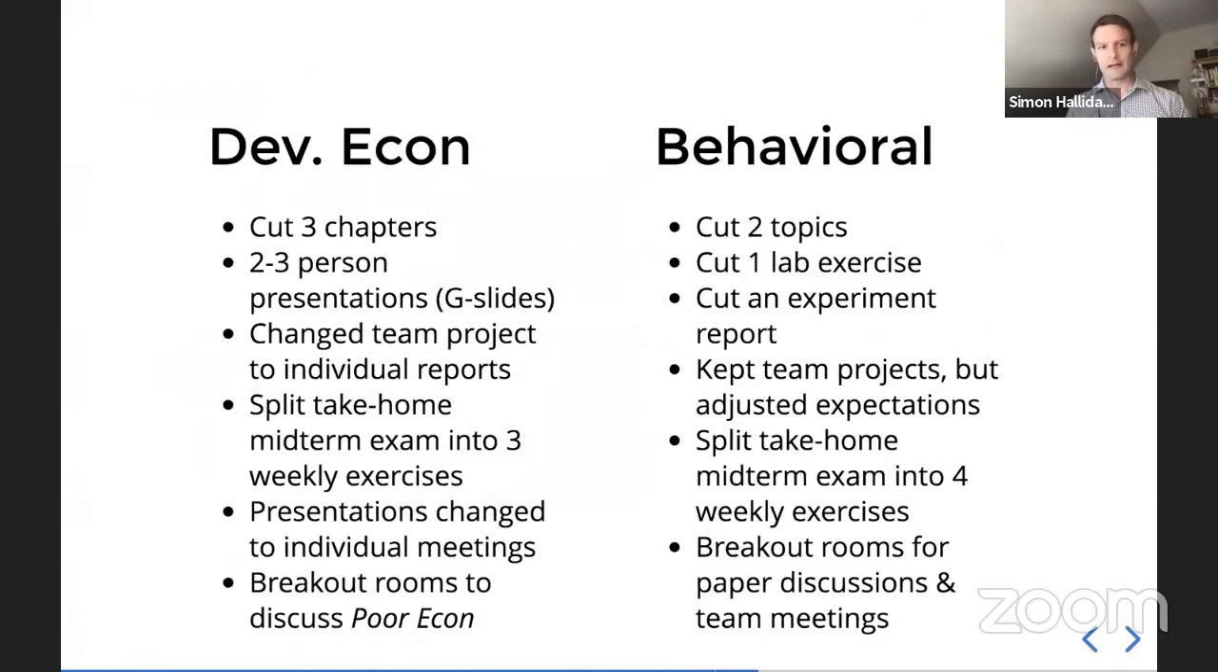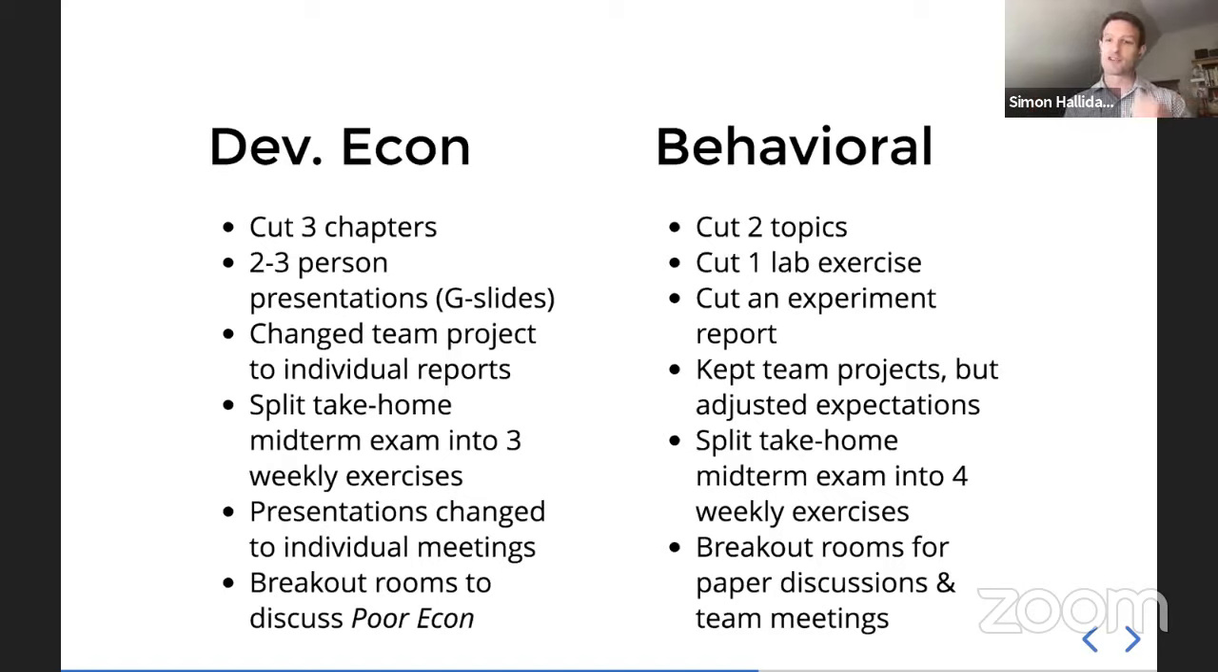Here are some brief summaries. I'm going to tweet out my slides in a second, but a couple of things here. In my development economics course, I cut three chapters. I had two- and three-person presentations based on Poor Economics, the book by Banerjee and Duflo. I originally had team projects; those got switched to individual reports. I originally had a take-home exam; that got split up into three weekly exercises.